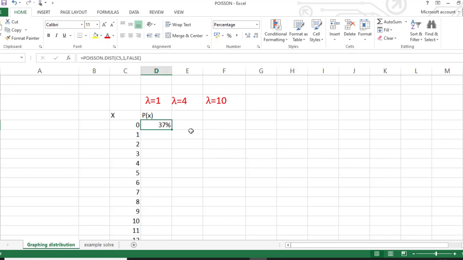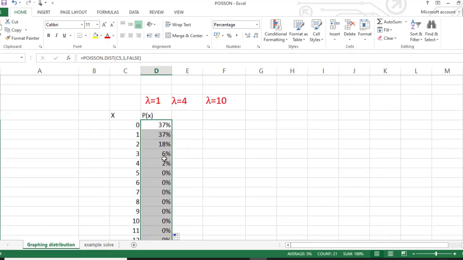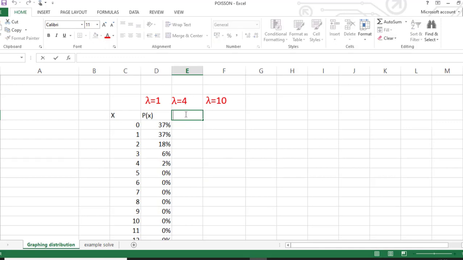Okay, what does it mean? It means that there is 37% probability that the outcome of the random variable would be 0. Okay, so this is the corresponding probabilities for the different value of x. Okay, now let us calculate the probability when lambda is equal to 4.